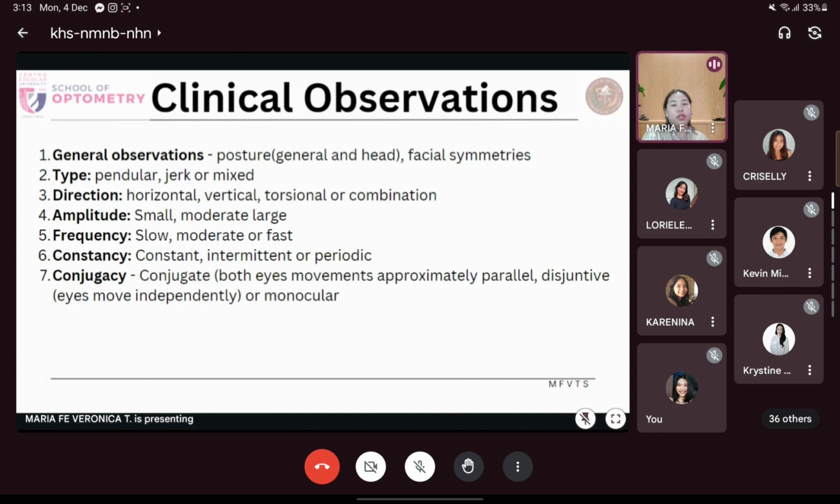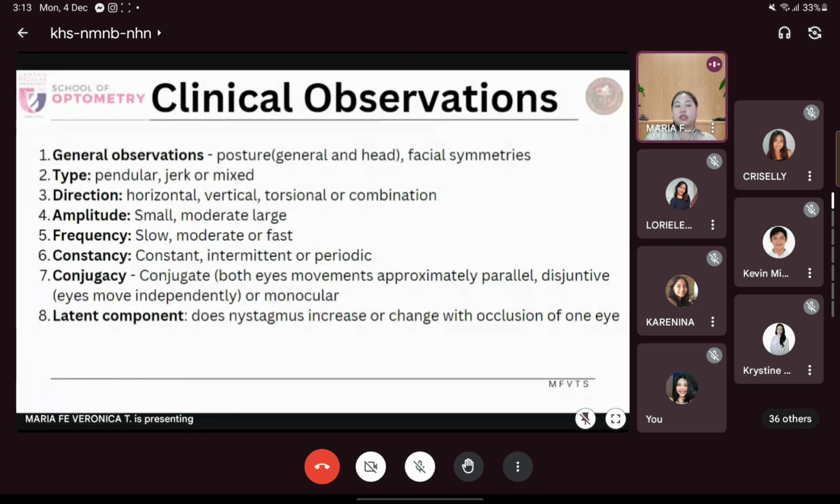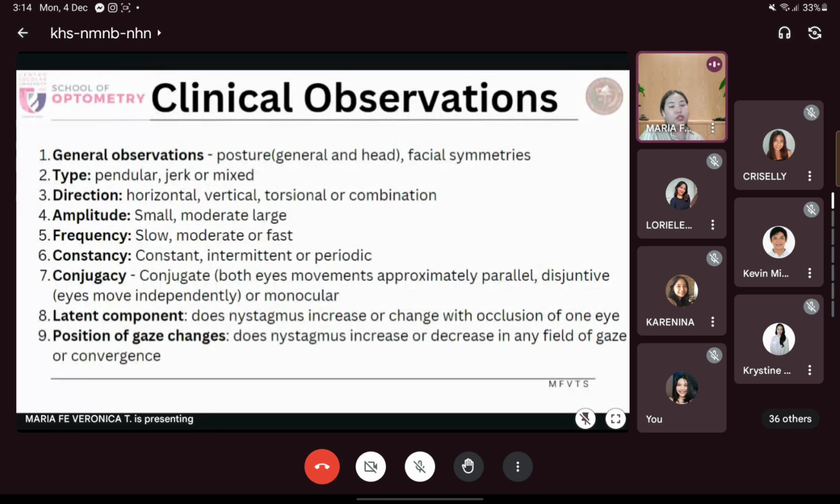Then, the conjugacy, you would take note if both eyes are moving at the same time or parallel ba yung movement nila? Or is it monocular lang or hindi sabay yung movement? And does it have a latent component? Nag-change ba yung nystagmus kapag ina-occlude mo yung one eye? Or bumibilis ba yung movement niya? And the position of gaze. Does the nystagmus increase or decrease in any field of gaze or convergence? So these are some of the clinical observations na ita-take note nyo should you have a patient na may nystagmus.